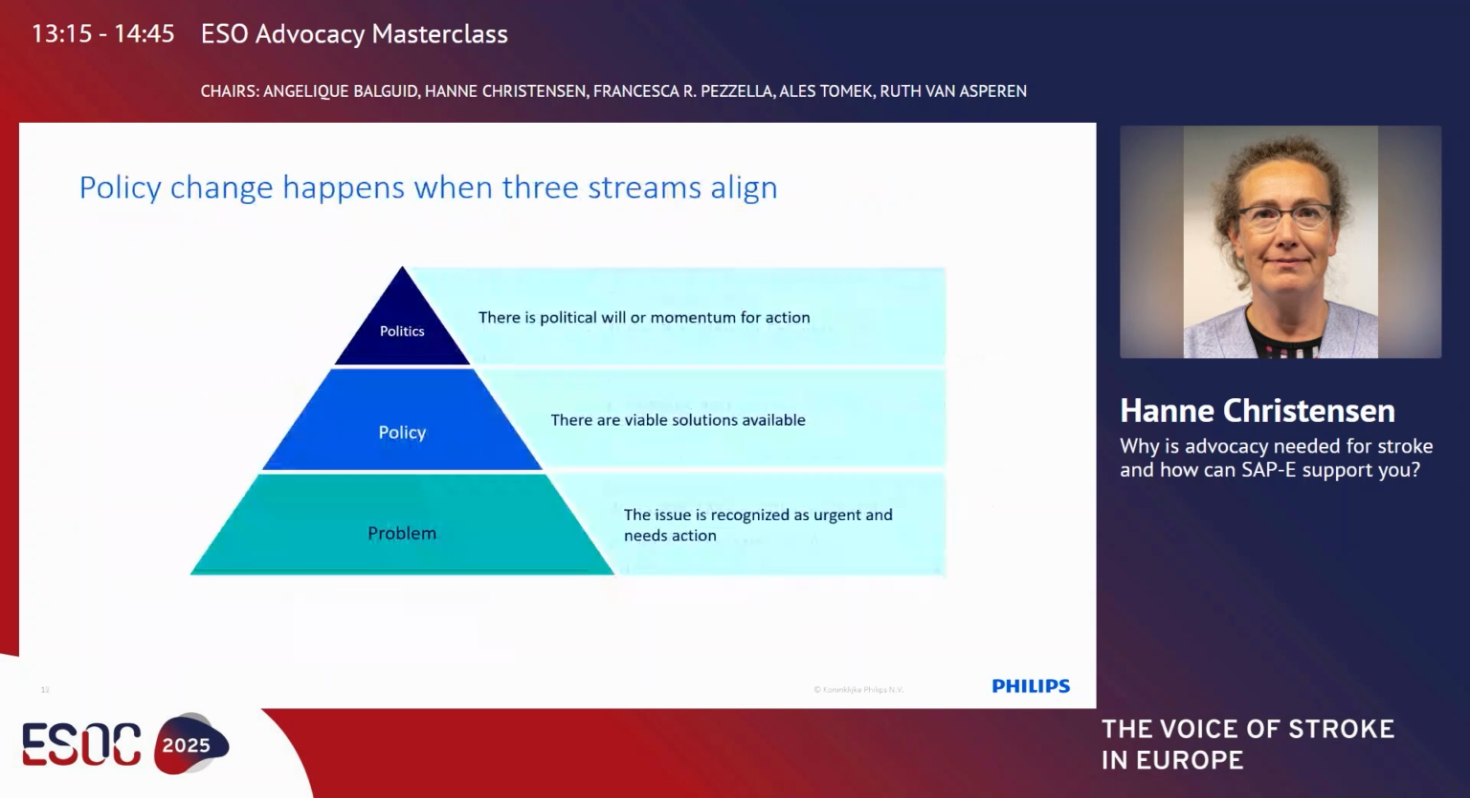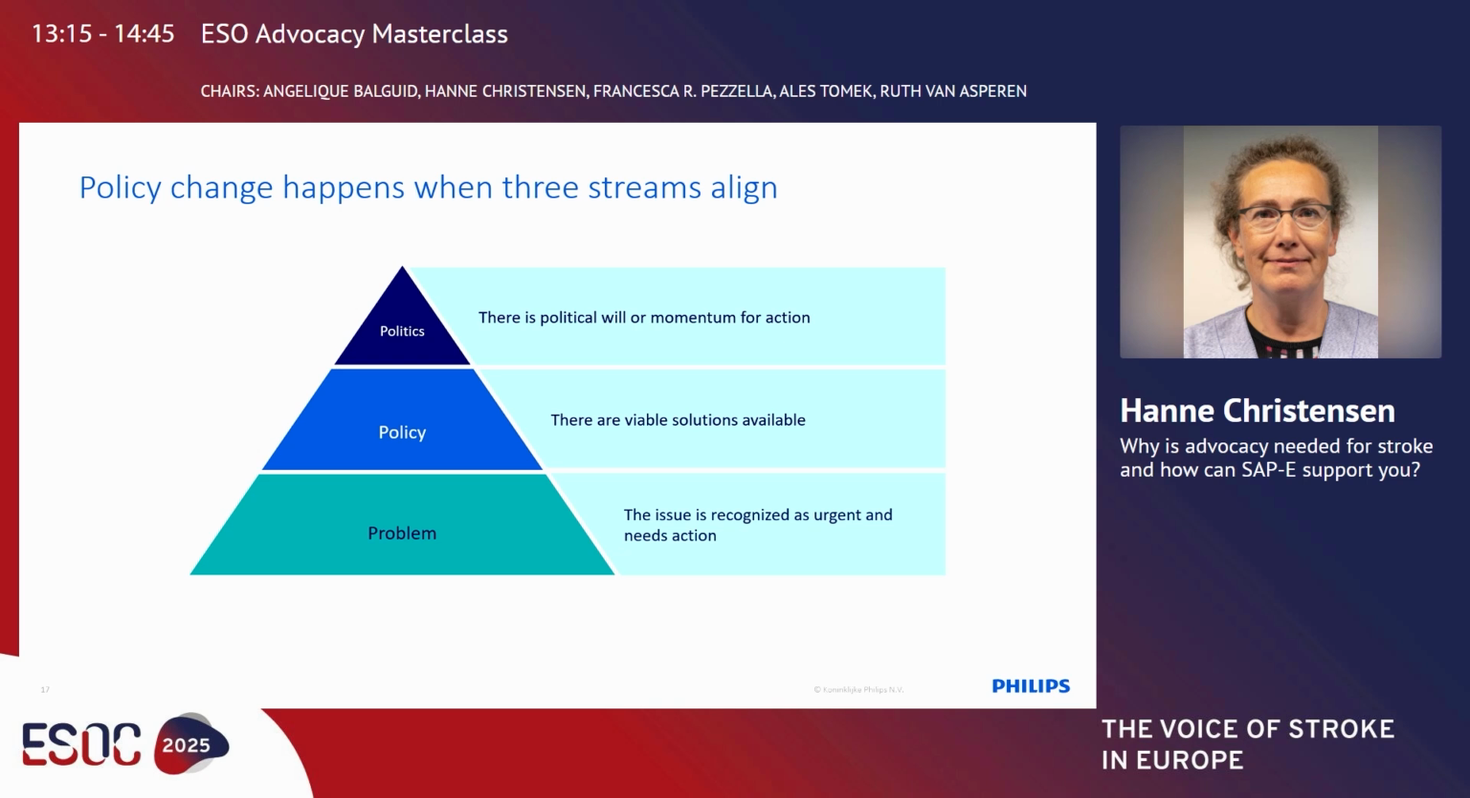And why are these two examples impactful? So why have these two things been a success? Well, this is a theory. It's called the window of opportunity. It's not a theory I came up with myself. It's from a political scientist, John Kingdon is his name. And what he said is that three streams need to be aligned to actually be successful with your advocacy strategy.